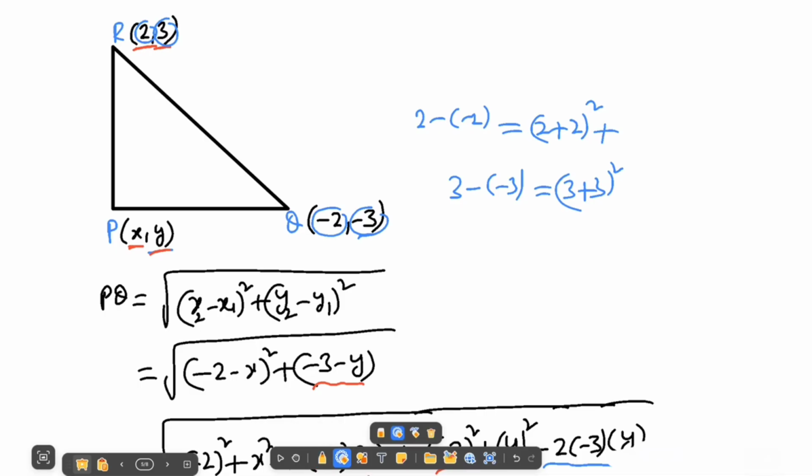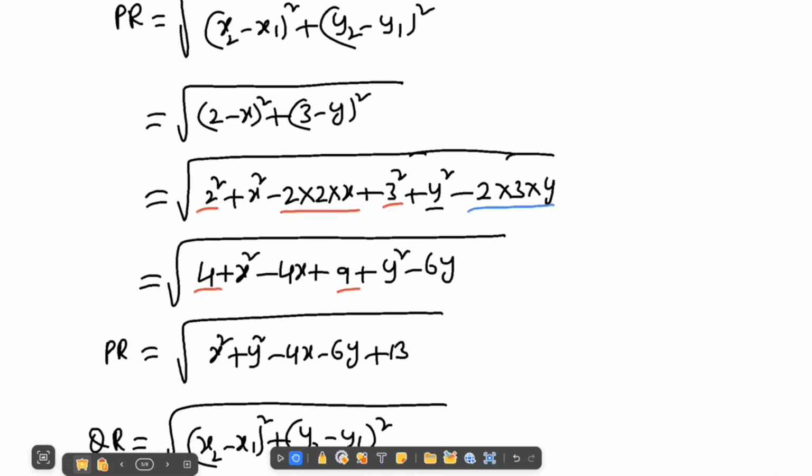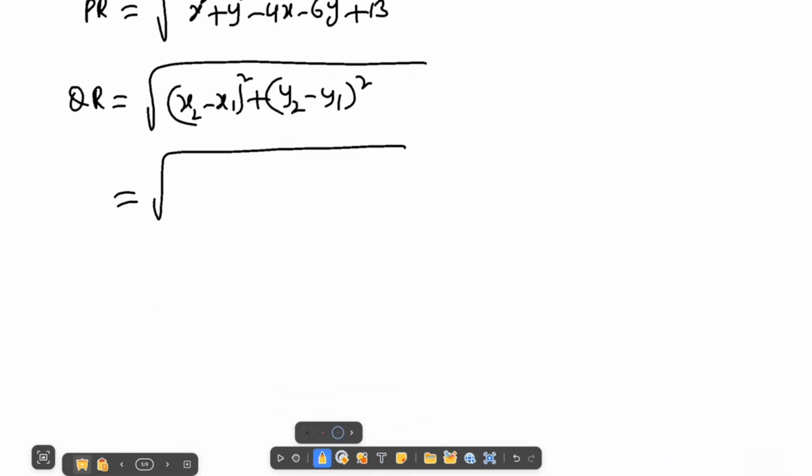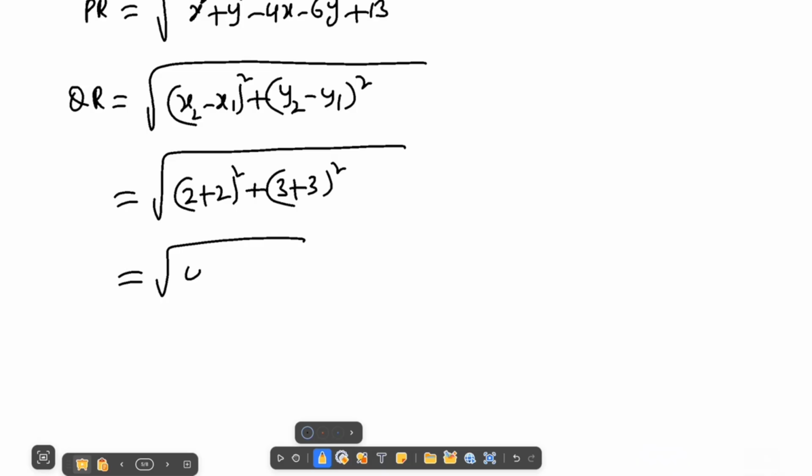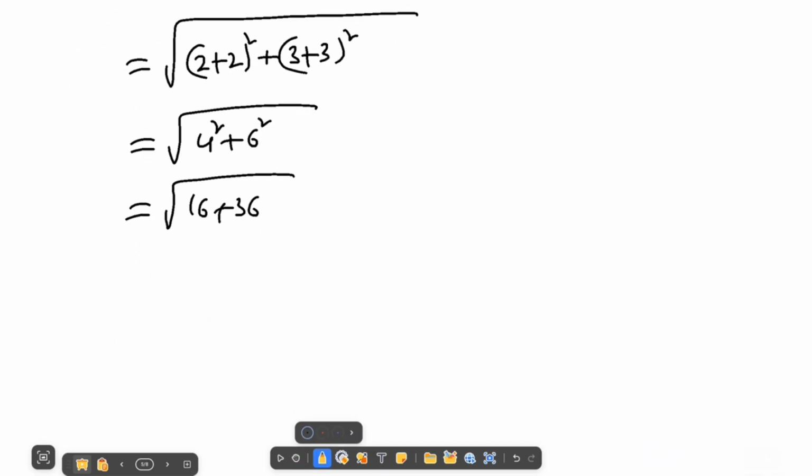So we will get 2 plus 2 whole square, 3 plus 3 whole square. So let's write here: 2 plus 2 whole square plus 3 plus 3 whole square. So 2 plus 2 means 4 square plus 6 square. So 4 square is 16 plus 36, so that will be equal to root 52. So this is the QR distance.